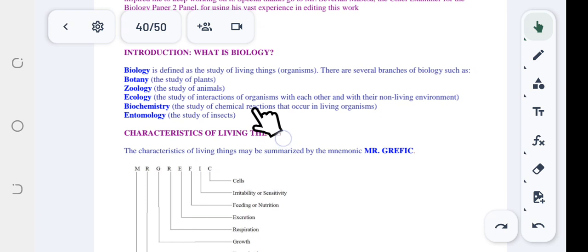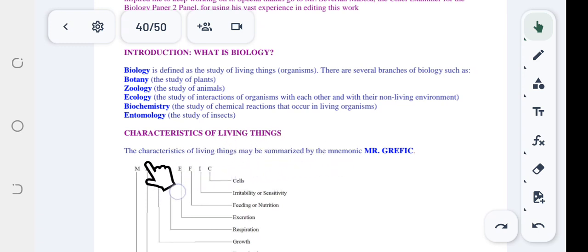There are various branches that we are going to go through as we start biology, but these are some of the important branches that you can take note of. Now let's proceed and look at the characteristics of living organisms or living things. Every time you hear the words living organisms or organisms, it's one and the same as living things.